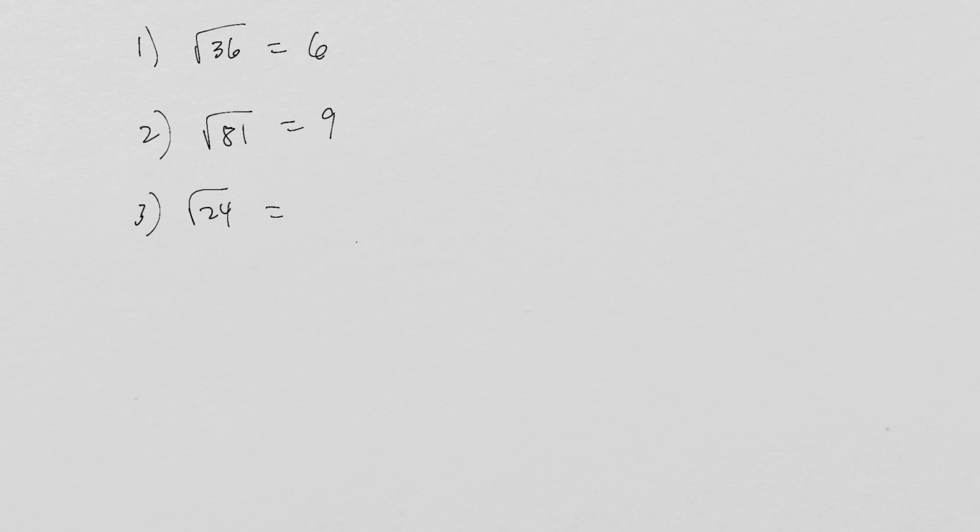Now that's not a perfect square, so we can break it down as 4 times 6. And when we take out the 4 by square rooting it, we get a 2. So we're left with 2 on the outside and then root 6 like that.